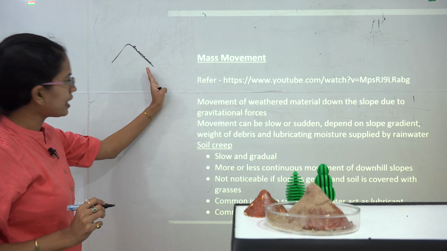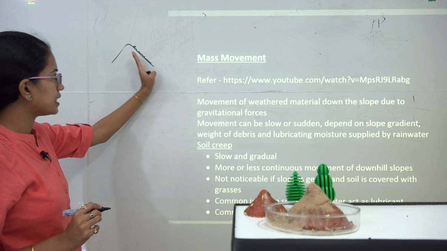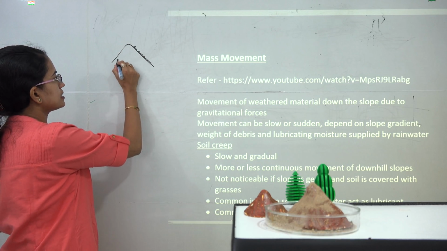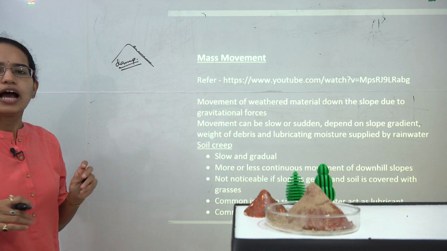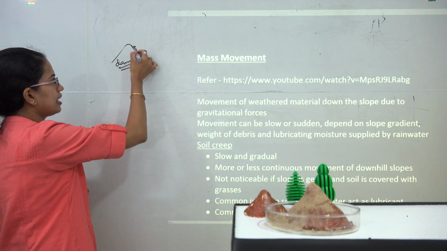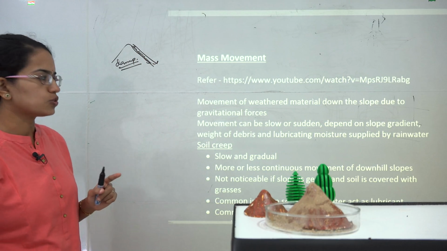So more or less in a kind of continuous fashion, in an area where there is a gentle slope, and this is commonly seen in areas where you have damp regions or damp soil, and water acts as a lubricant and allows the flow of these particles down the hill. So that's what soil creep is.